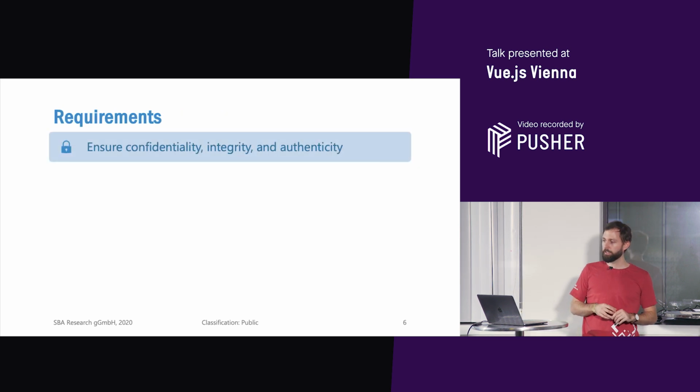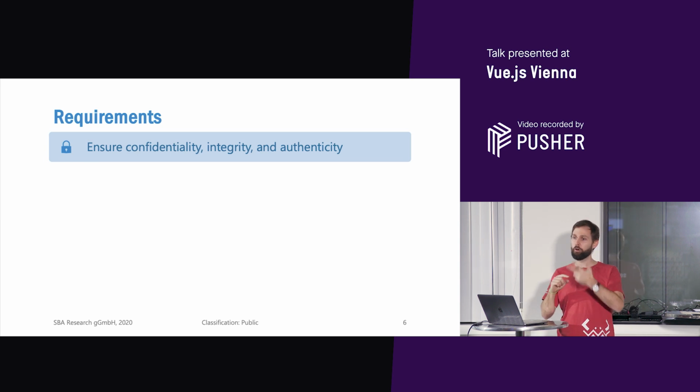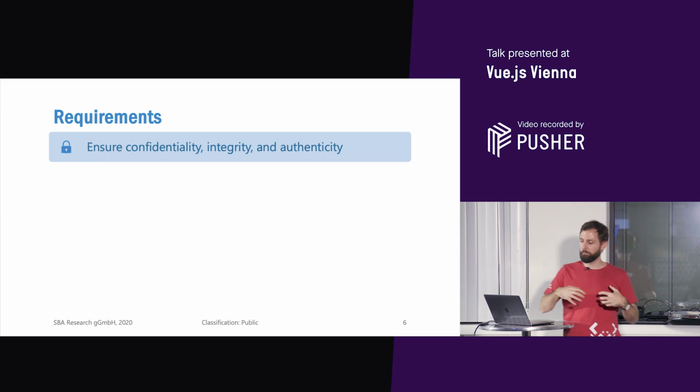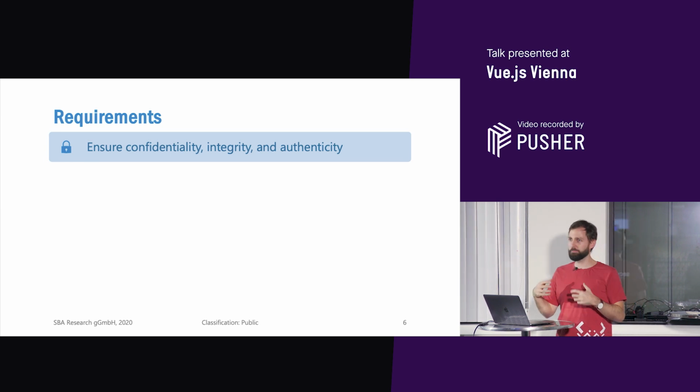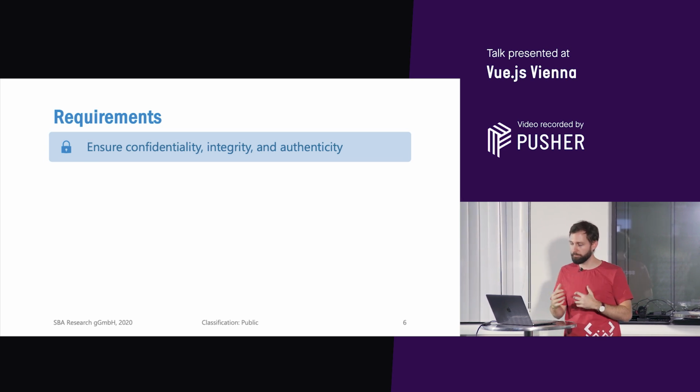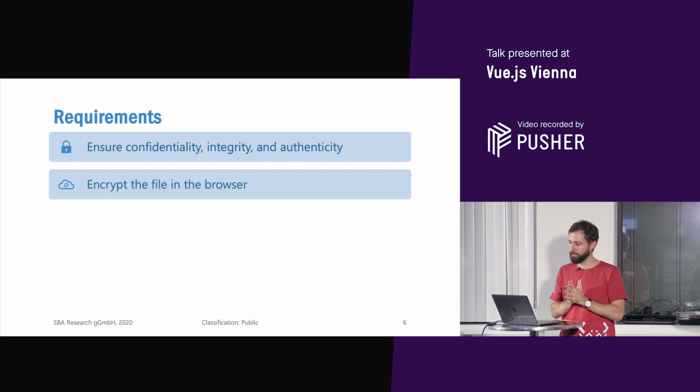So the requirements. First, I want to ensure confidentiality, integrity, and authenticity. All three things with my files. Not just confidentiality, but also authenticity. So if somebody has the key to a file, only those people are allowed to upload stuff. Nothing can be manipulated on the way. That's an important requirement. I want to do it in a browser, as I said, not only when it hits the server, but before that.